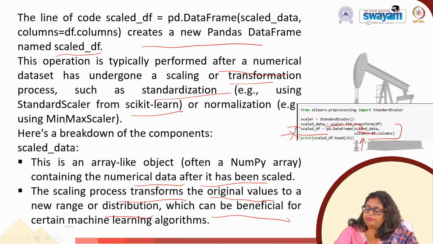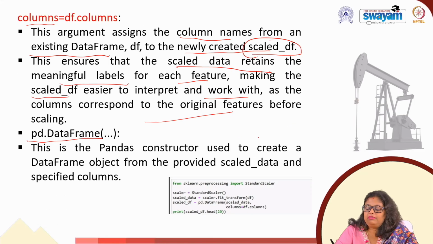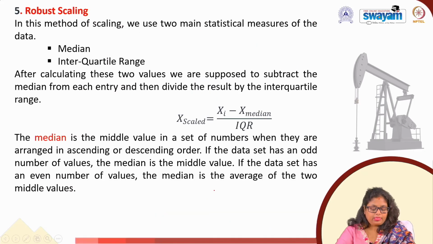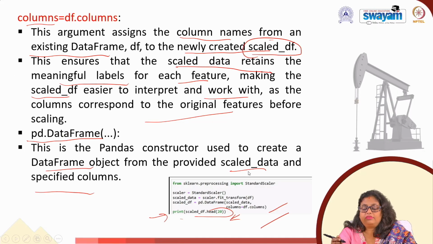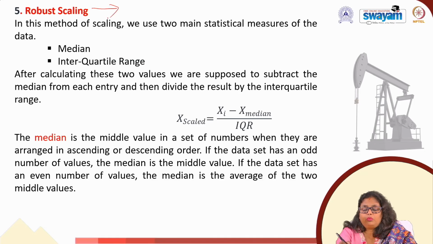Lastly, we have pd.DataFrame, which we have talked about individually. So what is this pd.DataFrame? This is the pandas constructor used to create a data frame object from the provided scaled data and specified columns. And lastly, this line of code, print(scaled_df.head(20)), gives you the 20 records after doing the scaling. Okay, so this is another important thing we talked about, that is z-score normalization. Now we have reached robust scaling.